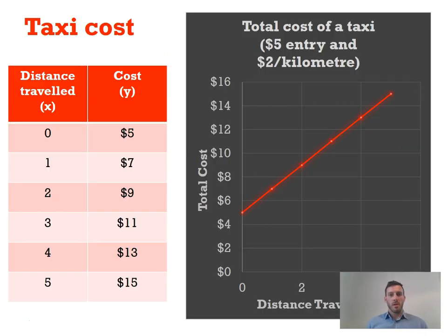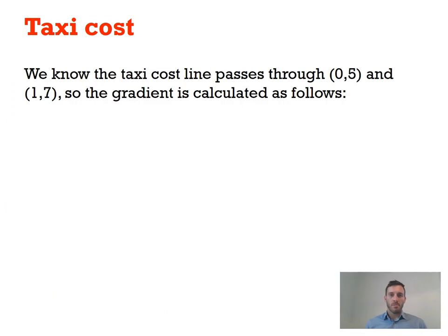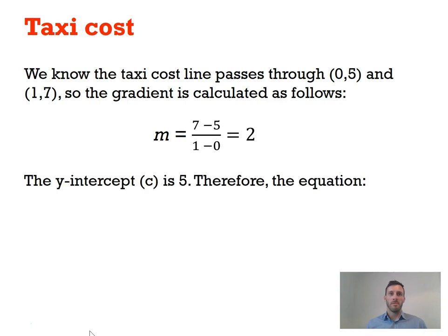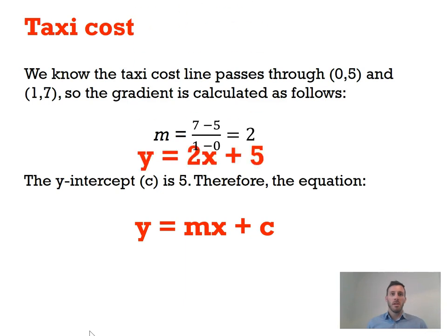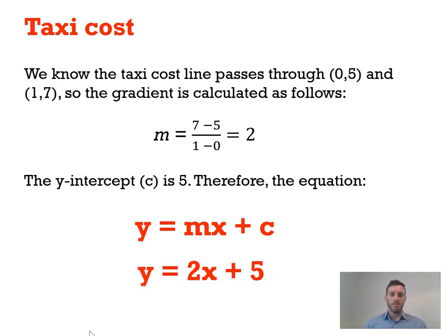Remember our taxi cost example where it costs $5 to enter and $2 for every kilometre travelled? This can be written as a linear function. Again, if we graph the function, we can visualise y as the y-intercept and the gradient, or the rise over run, is 2. We know that the taxi cost line passes through (0, 5) and (1, 7), so the gradient is calculated as the y step over the x step, which is 7 take 5 over 1 take 0, that equals 2. The y-intercept again is 5, therefore the equation y equals mx plus c is y equals 2x plus 5.